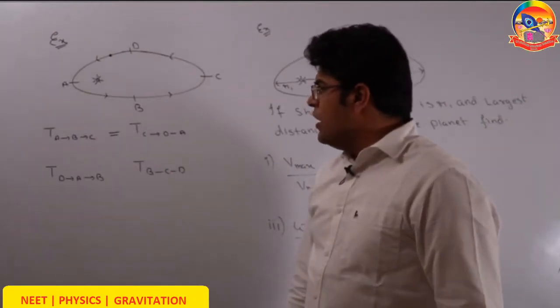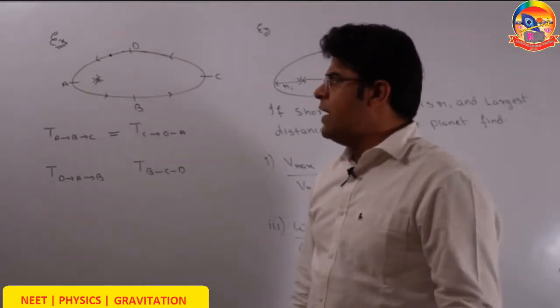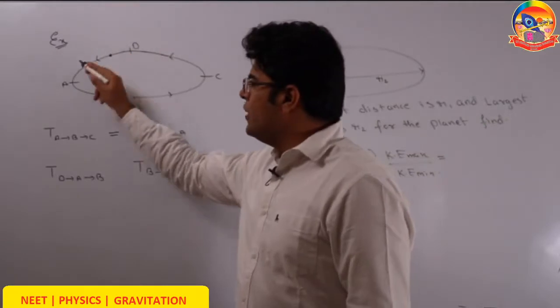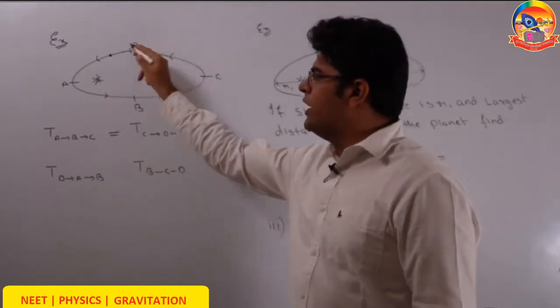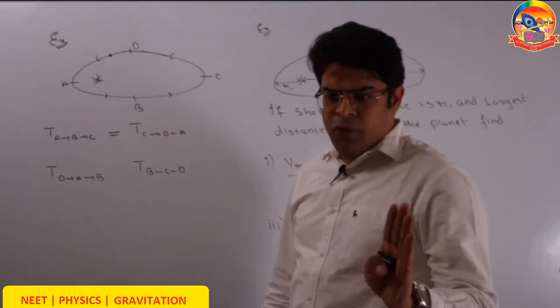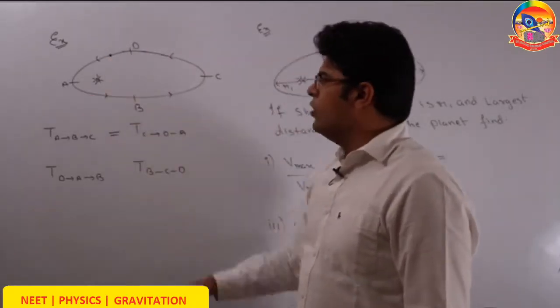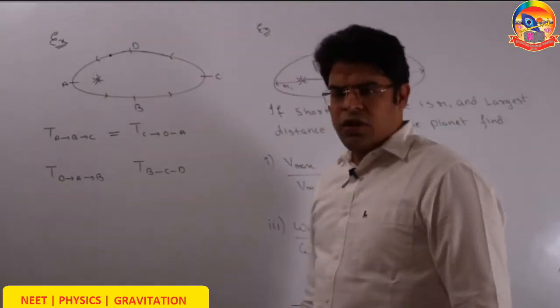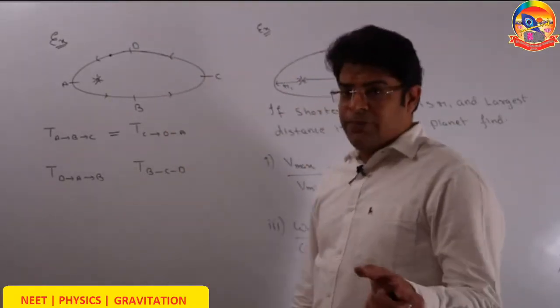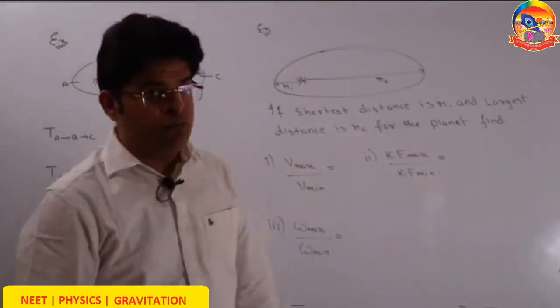Second thing, will it take more time for the planet to go from D to A to B, or from B to C to A? Or will it take more time to go from D to A to C, or from B to C to D? Now your guess might be that both have to be equal. No, that is not at all right.